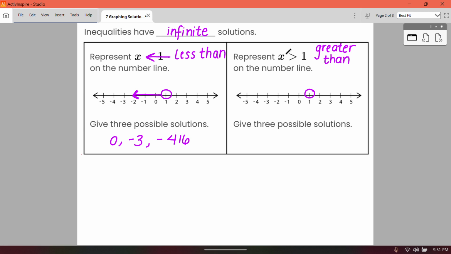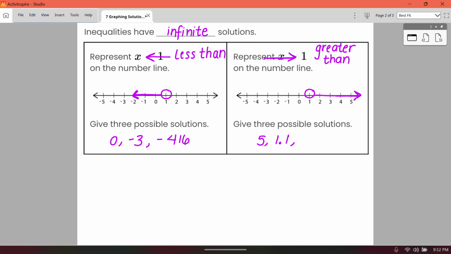And then this time, since this is a greater than symbol, I'm going to want my arrow to go the other direction to indicate that my solutions are all going to the right. They're all bigger or greater than positive 1. So 5 could be a solution. Let's go back and let's say 1.1 can be a solution because that's greater than 1, right?